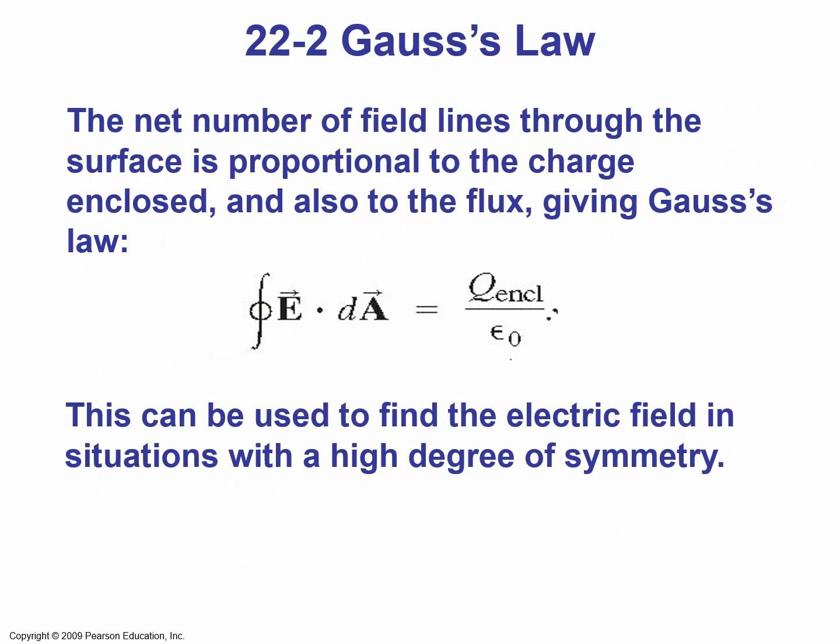Section 2. Gauss's law. The net number of field lines through the surface is proportional to the charge enclosed and also to the flux, giving Gauss's law as the integral over the closed surface of E dot dA is equal to the charge Q enclosed over epsilon naught. This can be used to find the electric field in situations with a high degree of symmetry.